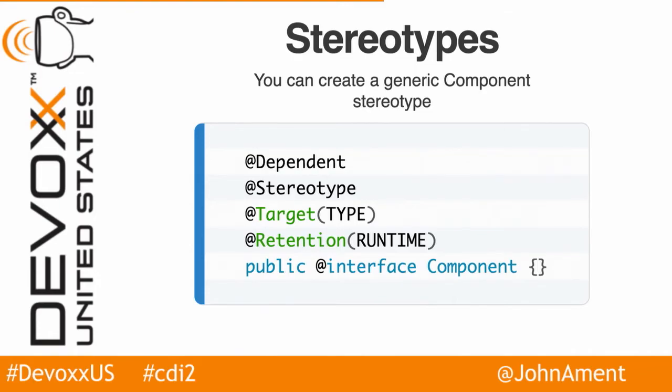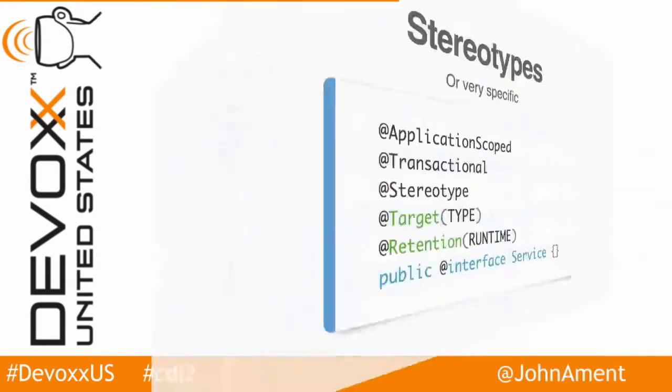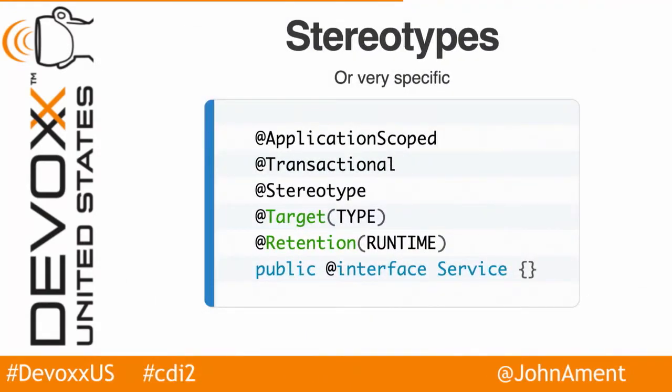So I can create a very simple component annotation, which just says every bean annotated component is immediately getting the dependent scope type. This makes it available for discovery. This also makes it available as an injection point. I can also say that I want a service that is always application scoped as well as always transactional. So anything coming into this service will start a transaction as well as complete or roll back a transaction if it fails. I don't have to add these annotations directly to my implementations. I can just put them out there and they are ready to use.